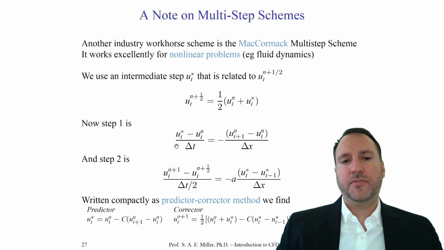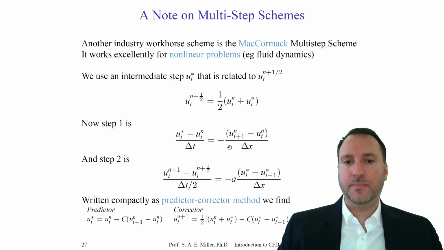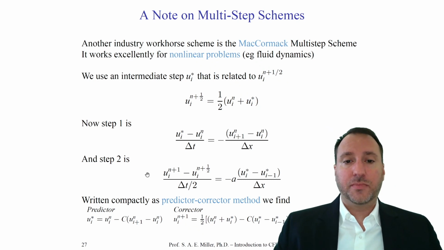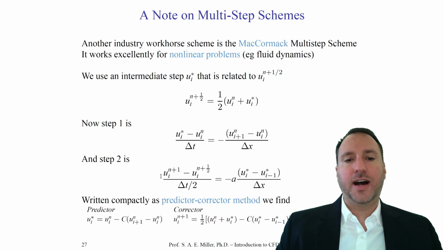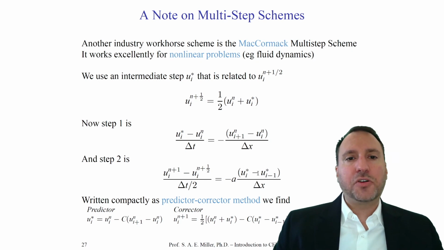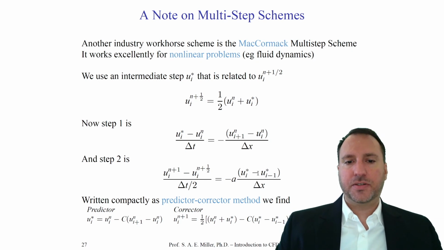So step 1, if we break down this equation into two steps, will be u of i superscript star minus u of i superscript n over delta t, which is explicit, as you see, so we can explicitly find u of i superscript star. That's a multi-step scheme, and it will go as a simple finite difference on the right. This is formulated for the simple one-dimensional wave equation, which we showed earlier. We'll go to the second step, which is u of i at n plus 1 minus u of i at n plus 1/2, of course, n plus 1/2 is the intermediate step, over delta t over 2 equals this form on the right-hand side.